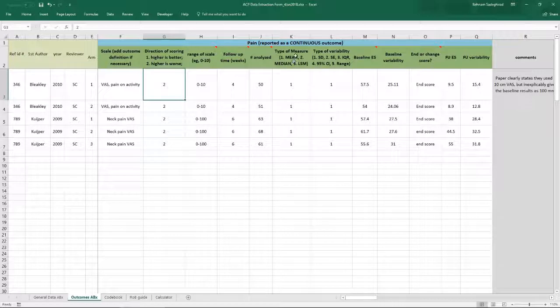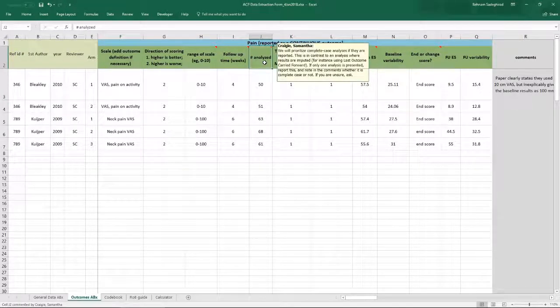Next, report the number of patients analyzed in each arm. The number may differ from the number of patients randomized because of loss to follow-up. Ideally, we would like you to prioritize a complete case analysis where they report results only for those who complete this study and do not use imputation.